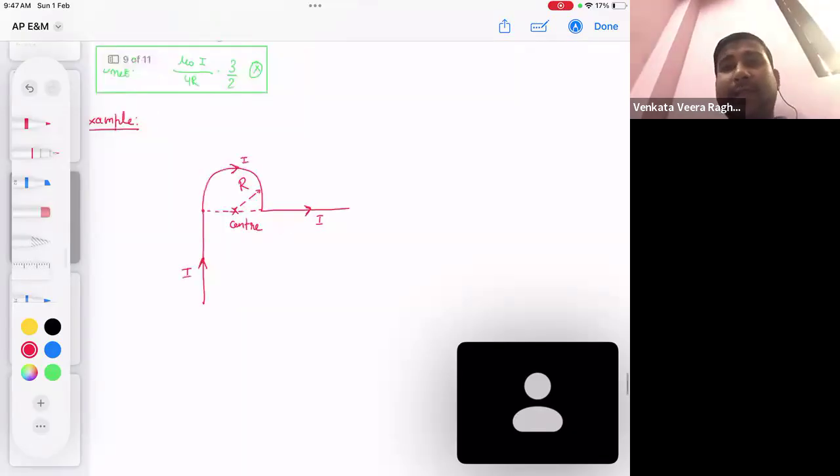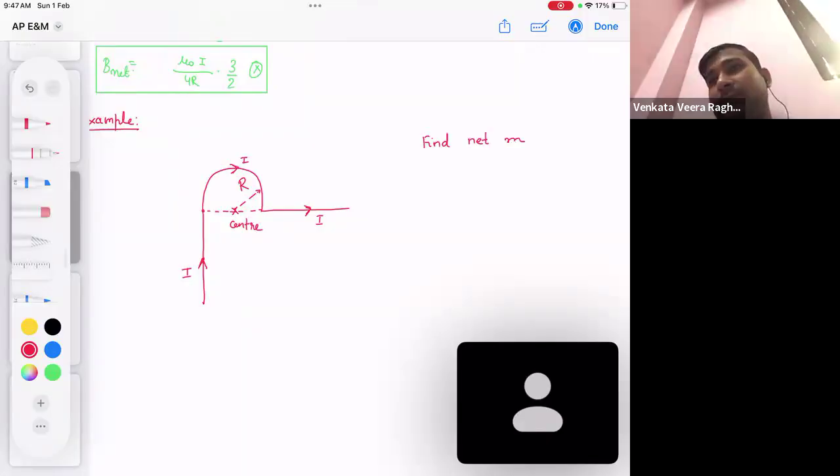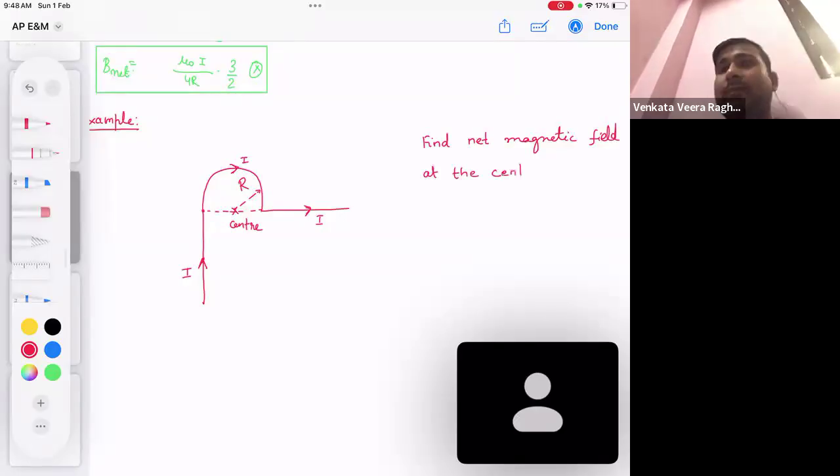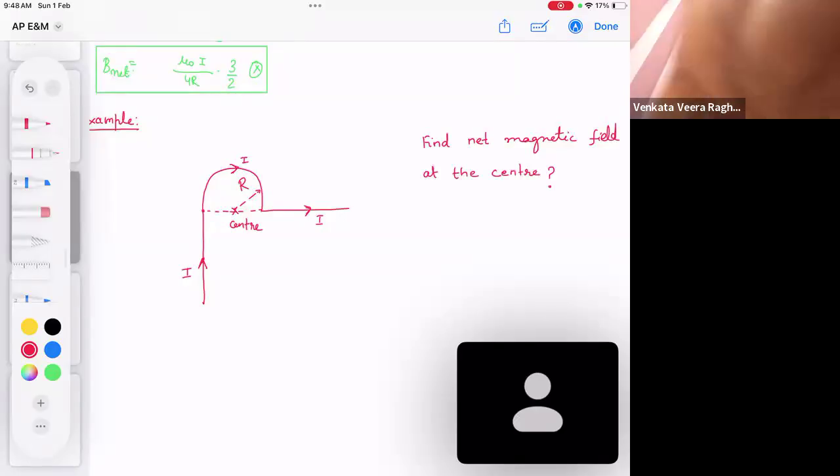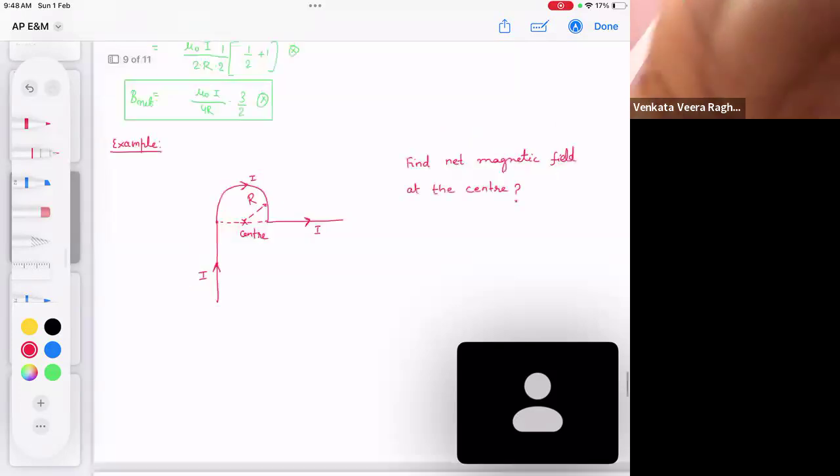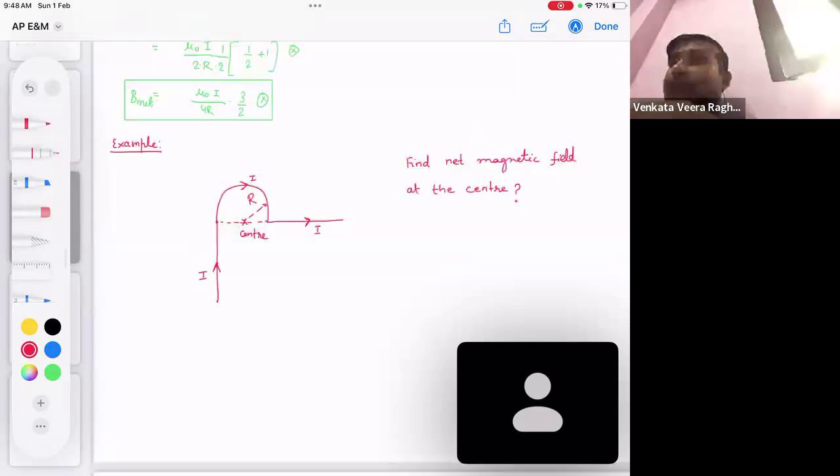Again, they are asking in the question, find the net magnetic field at the center. Okay, so please tell me how much the net magnetic field at the center is coming to us. Please tell me how much net magnetic field is coming at the center.